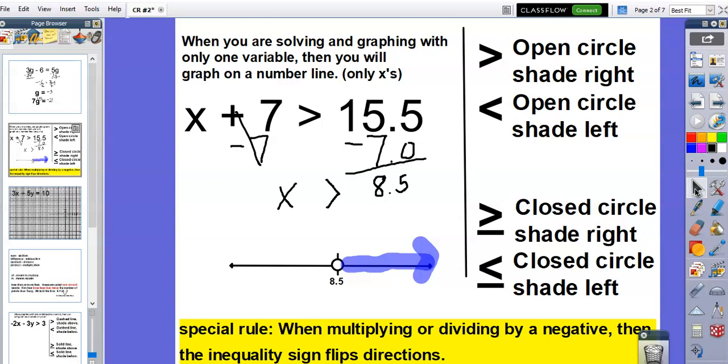There is one special rule I need to remind you of. When multiplying or dividing by a negative, then the inequality sign flips directions. Let's say we were not finished in this problem. Let's say this had been a negative 2x originally, and I had a negative 2 here. I would have to divide by negative 2 on both sides. When you divide by a negative, or if you have to multiply by a negative, the inequality will switch directions. So this greater than sign will become a less than sign. So be on the lookout for that situation.